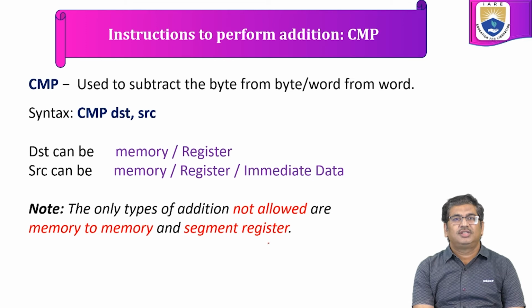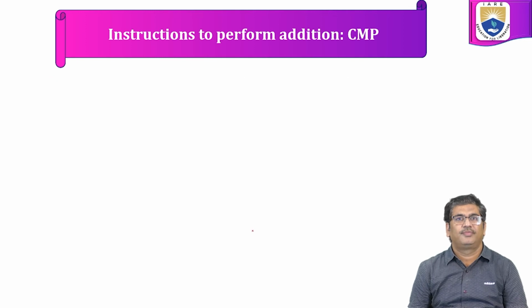The next instruction is CMP, compare. This instruction is used to compare two operand values. It performs the subtraction of a byte or word between the source and destination, and the result will not be stored; it will only reflect in the flags. The syntax of the instruction is CMP destination, source, where the destination can be a register or a memory location, and the source can be a memory location, a register, or immediate data. For this instruction, both source and destination cannot be memory locations.